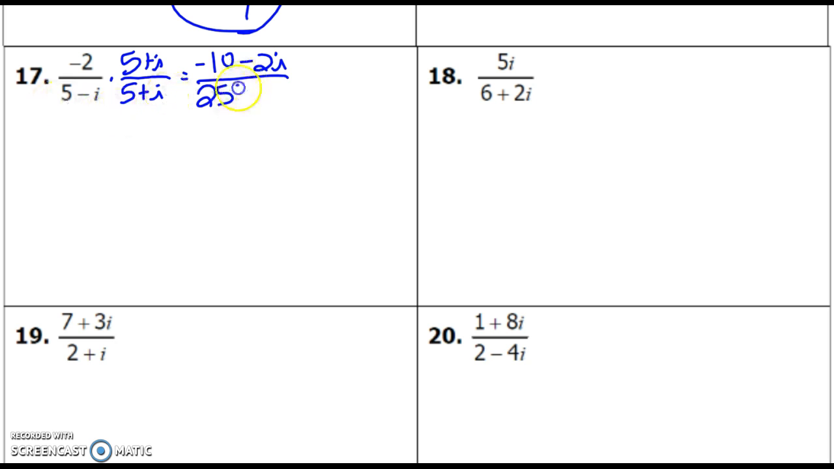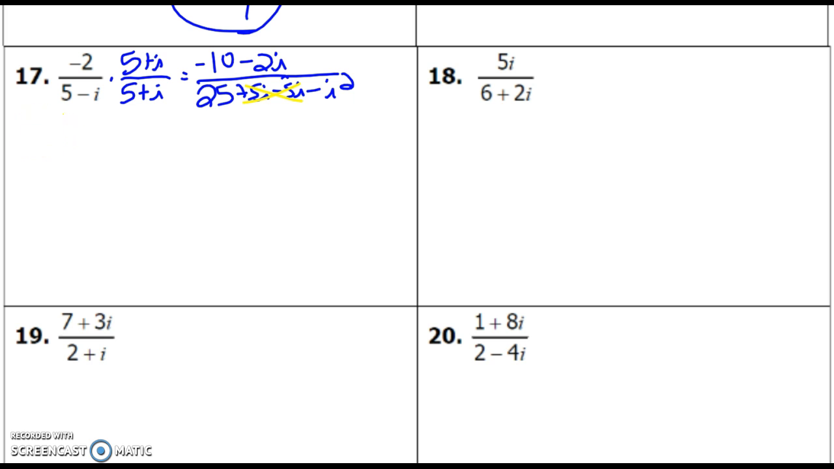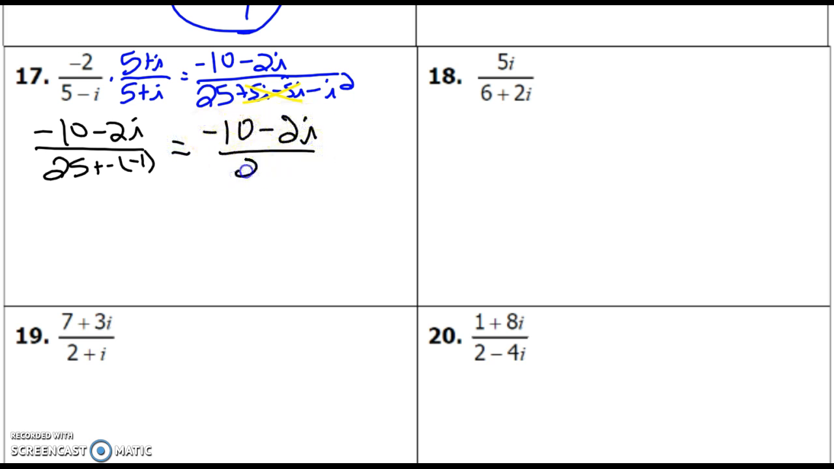I'm going to go ahead and write it all just so you can see that. Plus 5i minus 5i minus i squared. So remember that plus 5i and minus 5i just cancel in the middle there. And then just rewrite what you've got here. So we've got -10 minus 2i all over 25 plus -1. So 25 plus 1. So -10 minus 2i all over 26.